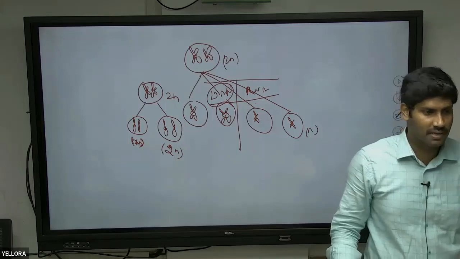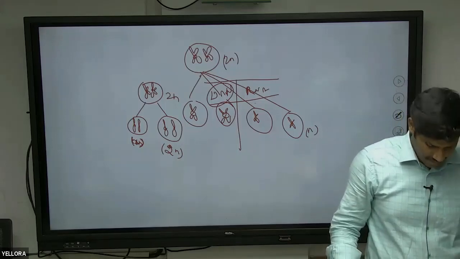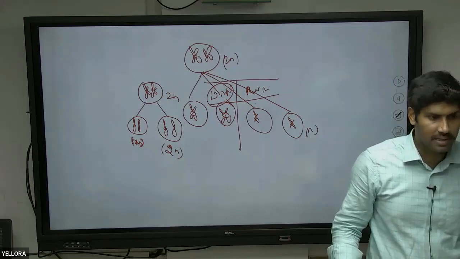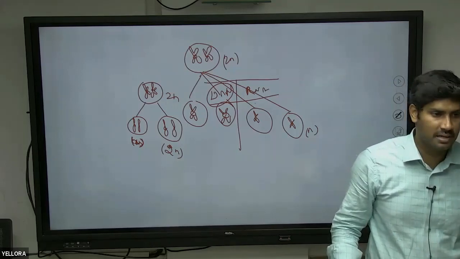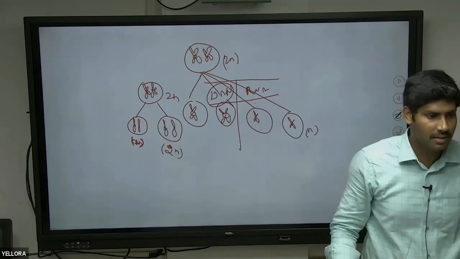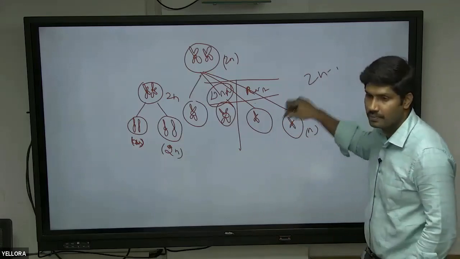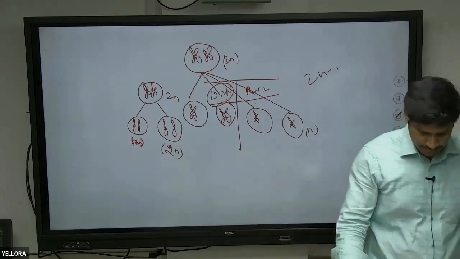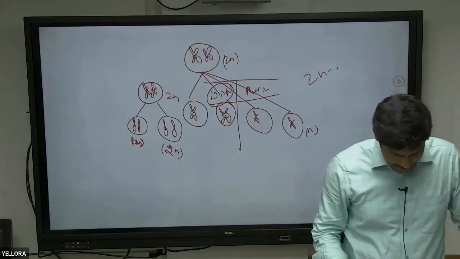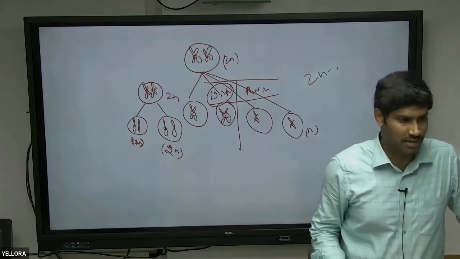Then plastids: draw the diagram and define what is plastids. If possible, give the types of plastids. And then aneuploids again. Define aneuploids and give the types, classification in the flowchart manner, and use the illustration. 2n minus 1, that's enough. And any two important applications of aneuploids.